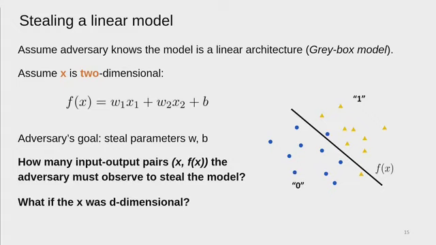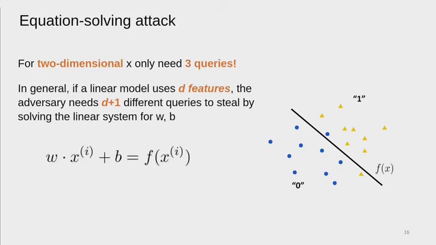What if it was d-dimensional? D plus 1, correct. Very good. For 2 dimensions, we need 3 queries. For d features, we need d plus 1 to actually build the system and then solve this. So this is so far so simple, right? Or simple enough. Now, this works reasonably well for a linear model.